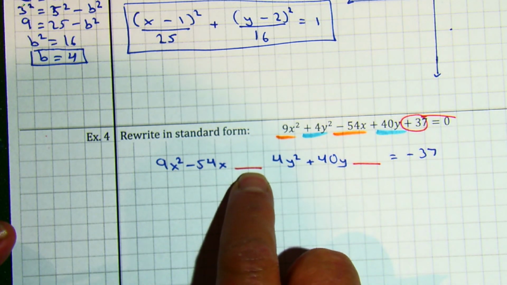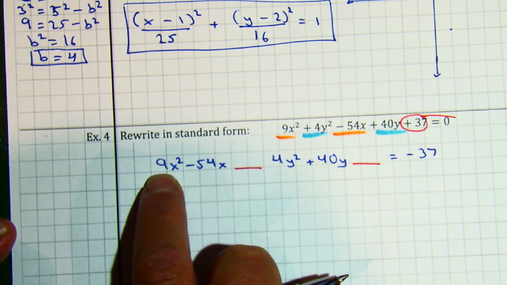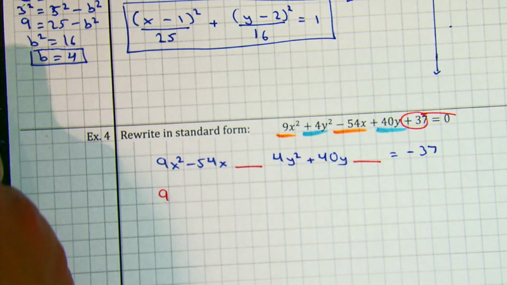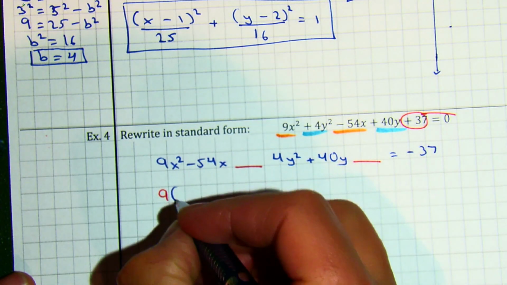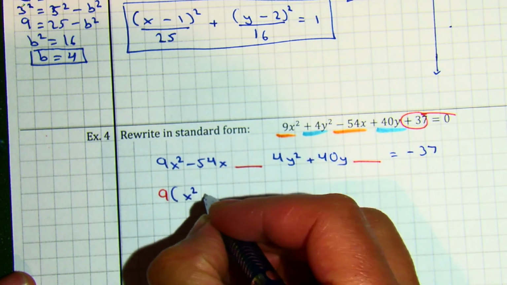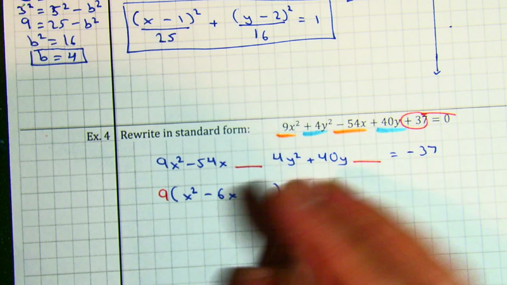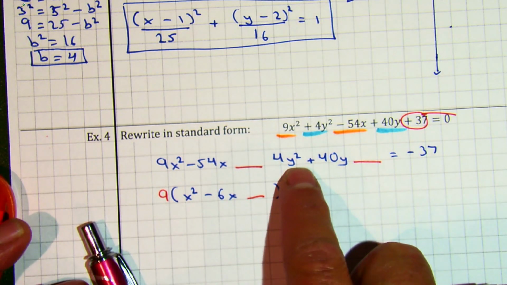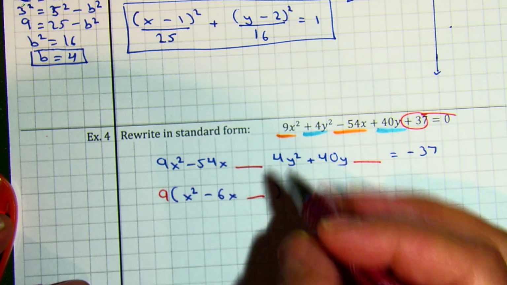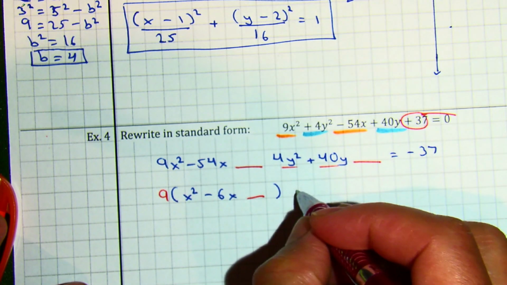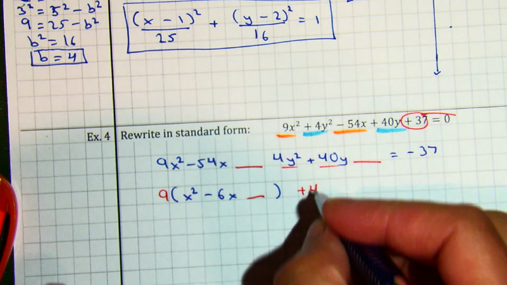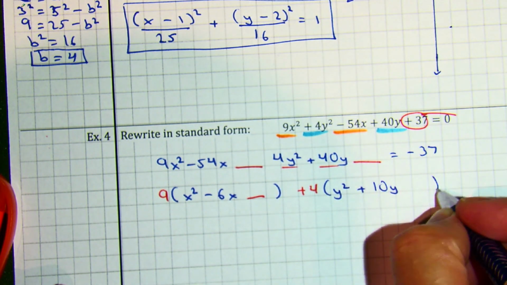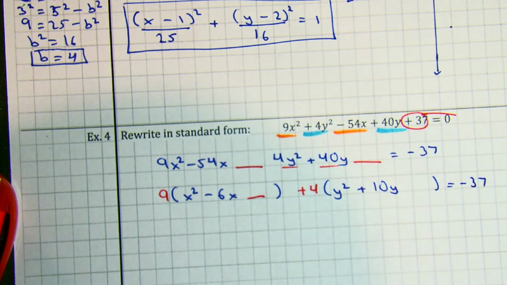Now to complete the square, we remember that we cannot have a leading coefficient. So I'm going to factor out the 9. And what's left behind? 9 times x squared and 9 times negative 6x. I need to complete the square. I'm going to do the same thing on the other side. I'm going to factor out a 4. And what's left behind? y squared plus 10y. And now we can complete the square.